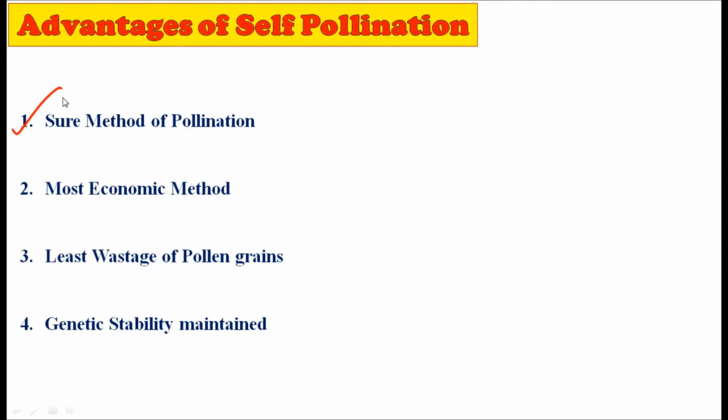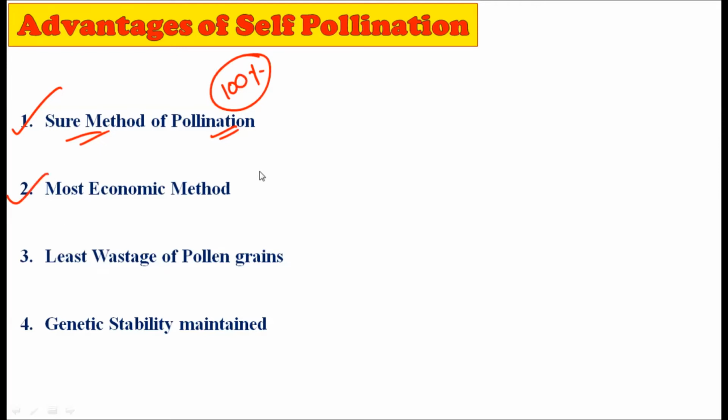Now, the very first advantage of self-pollination is that it is a sure method of pollination. That is, there are no chances of missing the pollination because both the androecium and gynoecium are present on the same plant, and that is why there are 100% chances of pollination. It is a sure method of pollination.